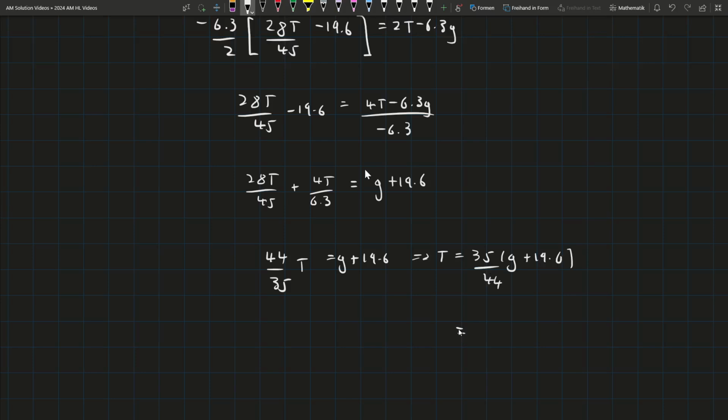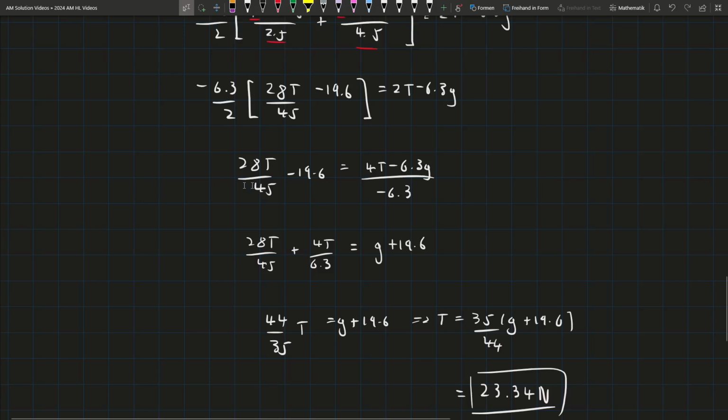And if you put that into your calculator to get an exact number on it, we'll have 35 over 44 times (9.8 plus 19.6). You'll get that the answer is about 23.34 newtons as the tension of the string.